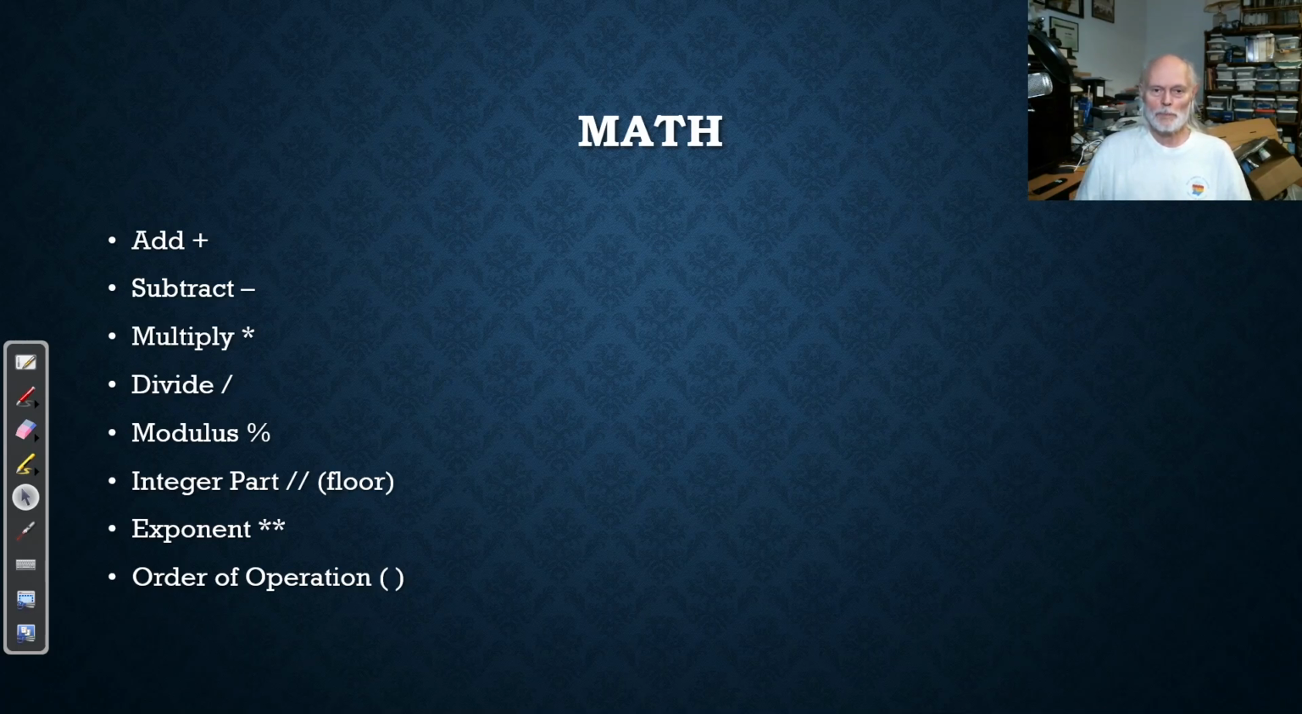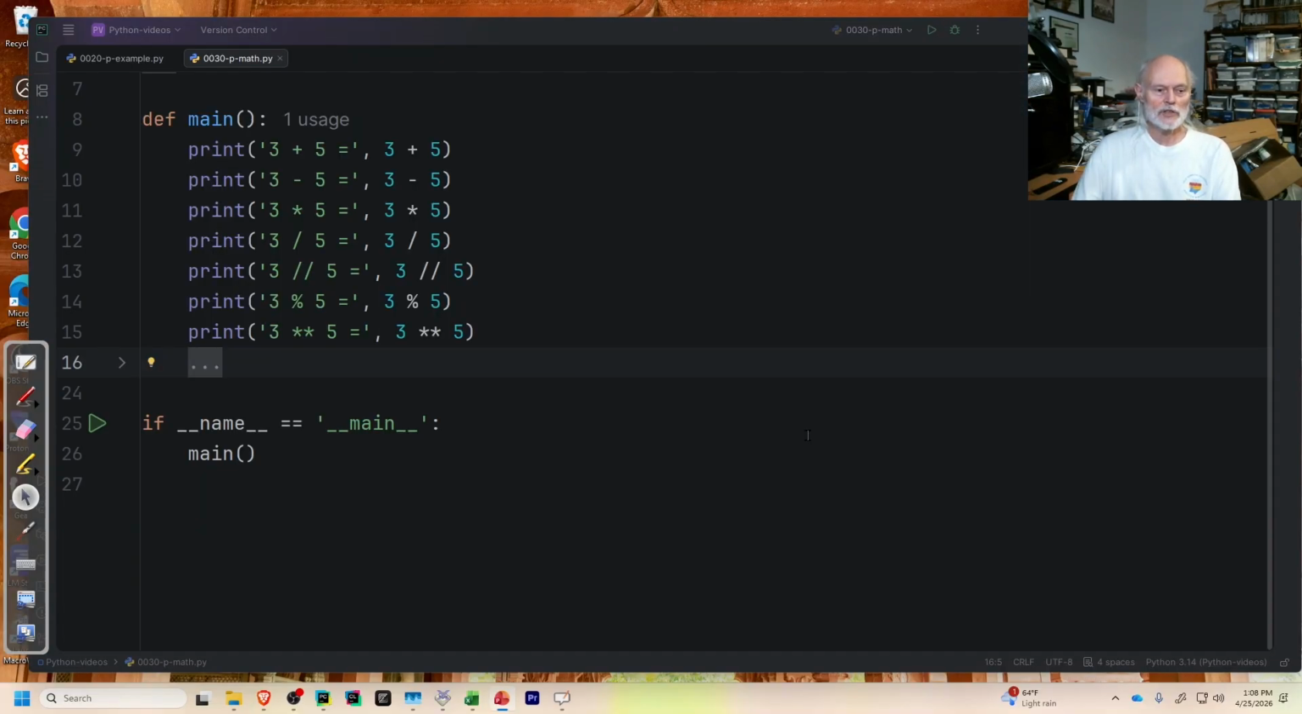We can raise to a power, such as 3 squared, with the exponent or the double asterisk, and we can use parentheses to control the order of operation. Now, I've got some examples here, and first let's look at integers.